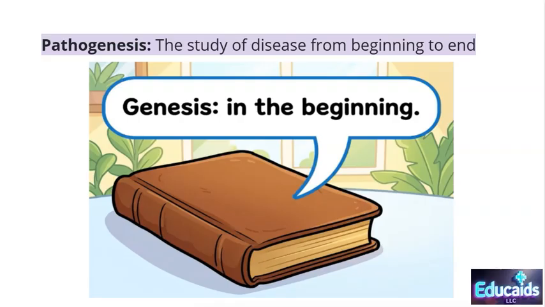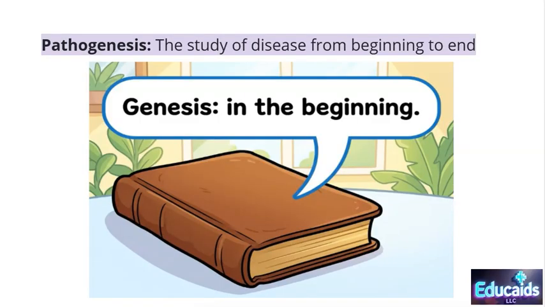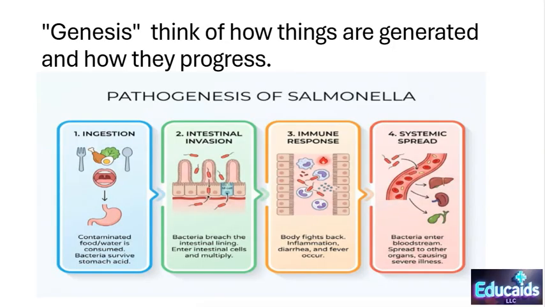Pathogenesis is the study of a disease from beginning to end. So when I see pathogenesis, I immediately think of Genesis, like in the beginning. So pathogenesis is studying the disease from the beginning all the way to the end. So like Genesis all the way to Revelations. Genesis, think of how things are generated or how they progress.